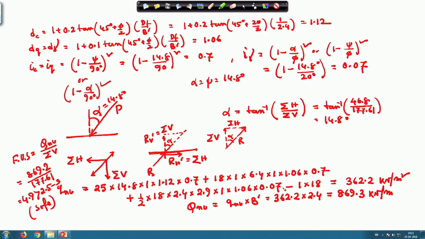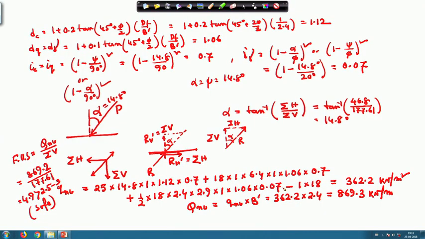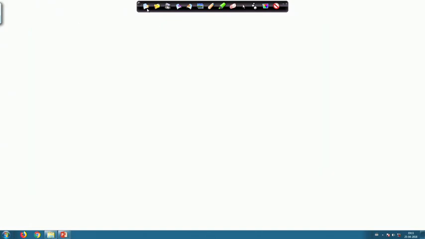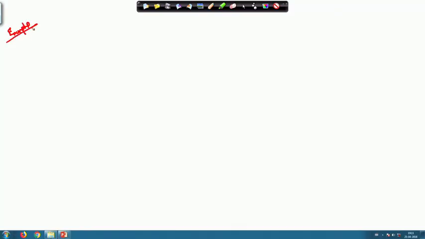So, in the next problem that I will solve, it is a cantilever retaining wall. So, I have solved the problem for the gravity retaining wall. The next problem that I will solve is a cantilever retaining wall, and I am choosing one particular problem for this case. So, the example that I am taking is a cantilever retaining wall.